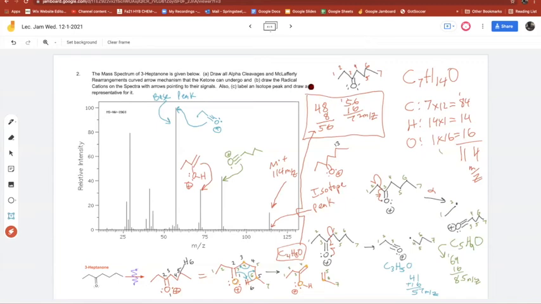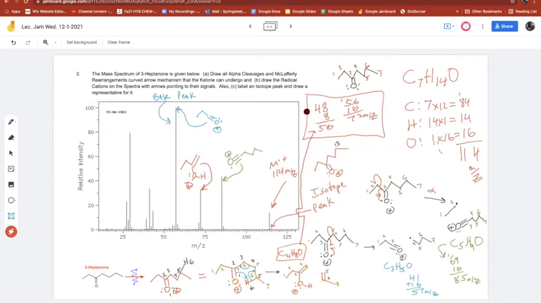Okay. I think I answered everything. Let me practice good test taking techniques. So did I draw the alpha cleavages? I did. Did I draw the McLaffertys? I did. And then did I draw radical cations on the spectrum? I did, with arrows pointing at their signals. Yes. Did I label an isotope peak? I did. And a representative for it? I did. That's the representative.